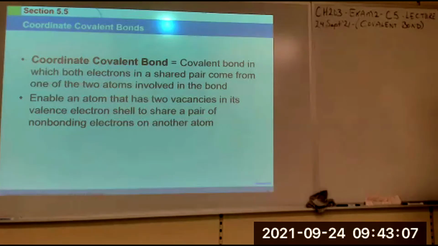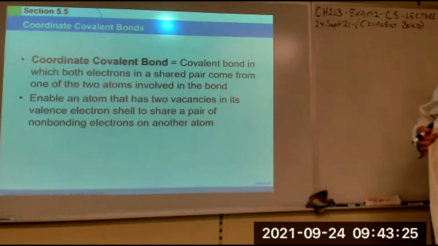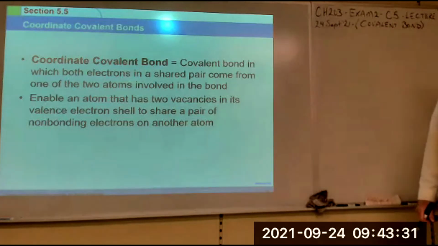And this happens when one of the atoms needs 2 electrons to complete its octet, but it doesn't have any to share. So it takes the 2 electrons from the other atom, and now it's complete, and the other atom already had an octet, but now it's still got an octet. So it's kind of a weird symbiosis, I guess, in a sense.